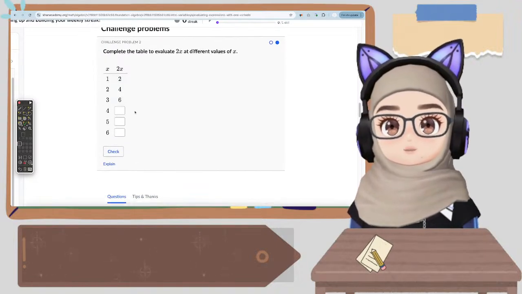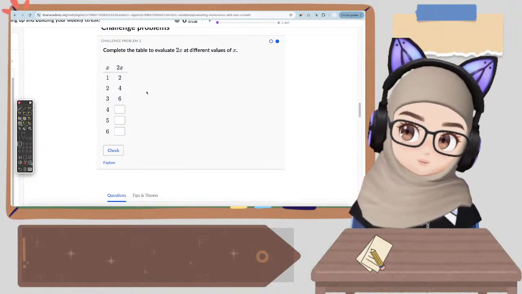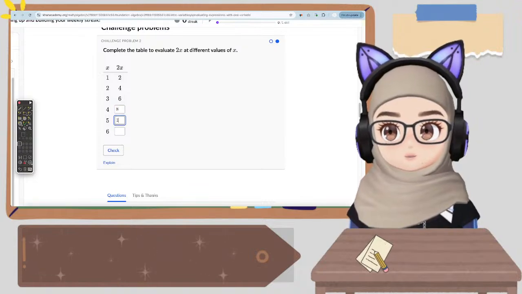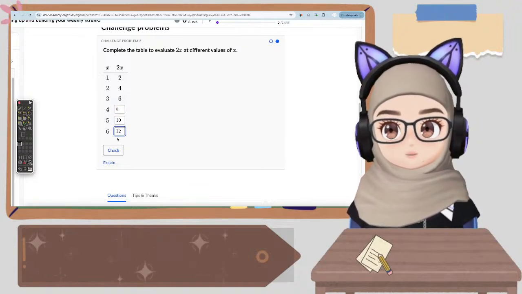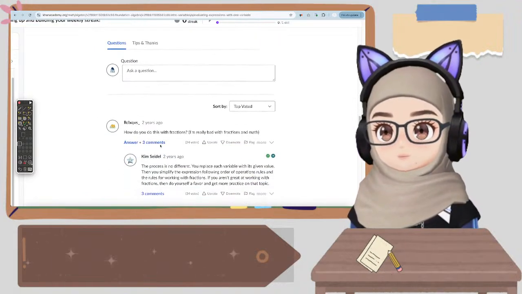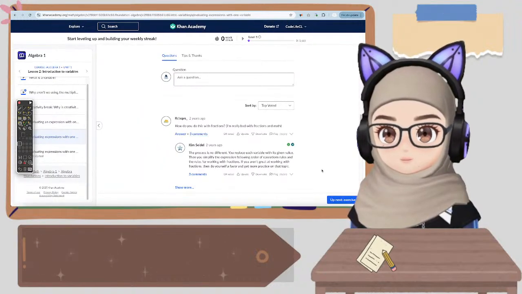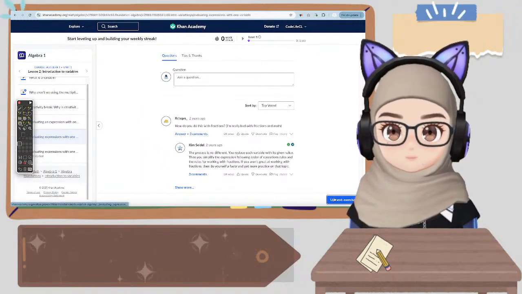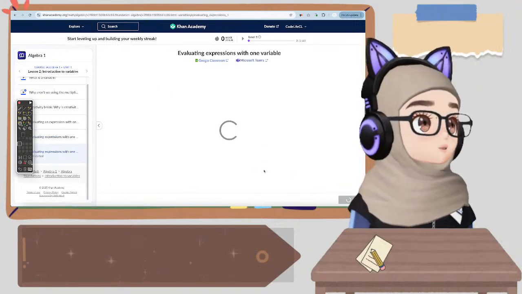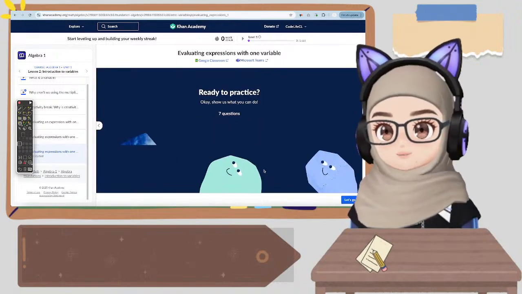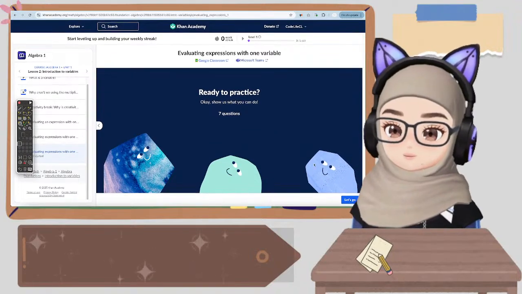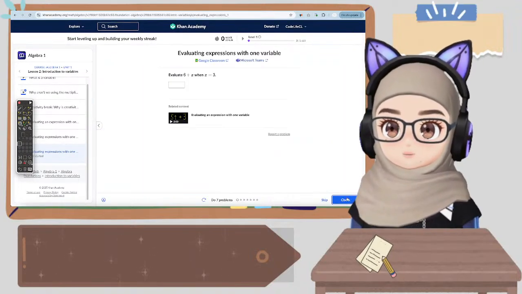Oh hey, we have a variable table. We have 2x, so 2, 4, 6, 8, 10, and 12. Yay, all done. And next. Aw, cute. I see questions. Yes, I thought I was already practicing just now, but okay. Sure.